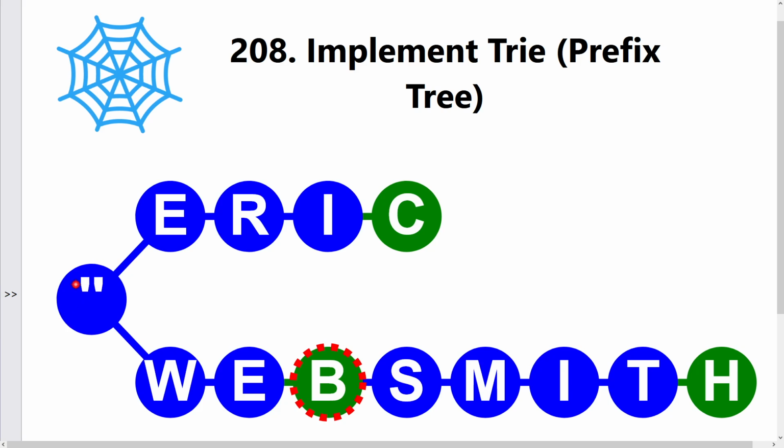If we are searching Eric, we can first find the character E in the children of the root. Then we find R in the children of E, until we find the last character. We'll see if the last character is marked end of word. If it is, then we find the word.